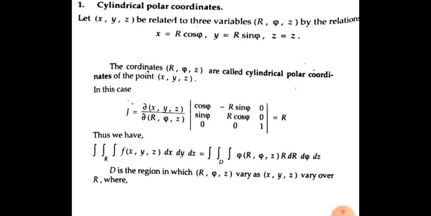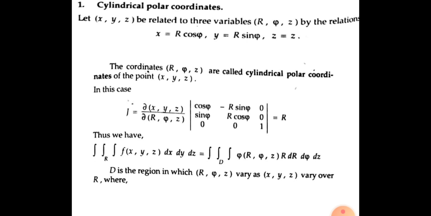Means after changing the Cartesian x, y, z to cylindrical, that is x is equal to r cos phi, y is equal to r sin phi, z is equal to z, what we get is the coordinates r, phi, z. That is, the coordinates r, phi, z are called cylindrical polar coordinates of the point x, y, z. x is equal to r cos phi, y is equal to r sin phi, z is equal to z.